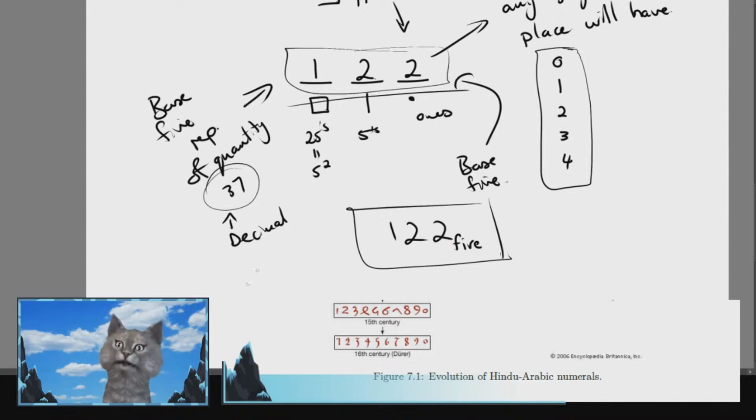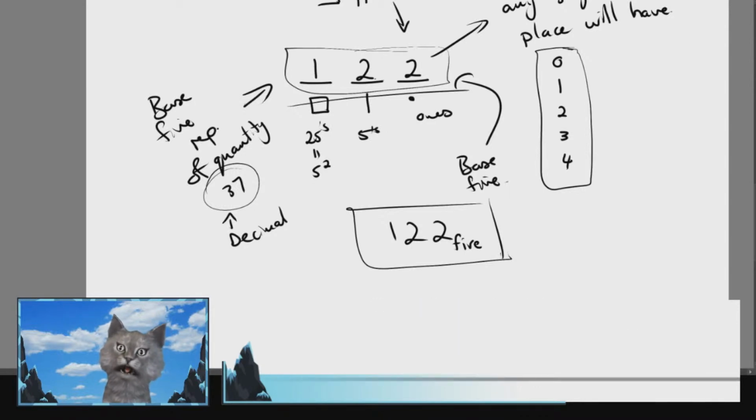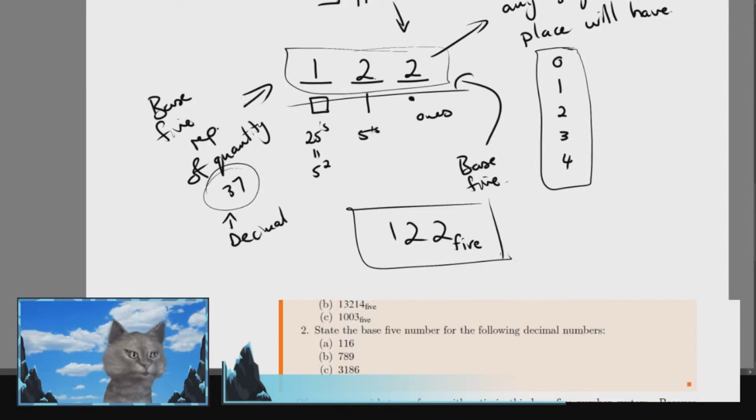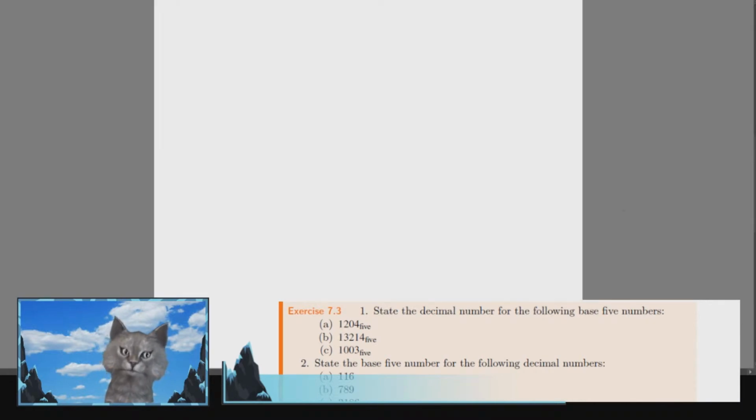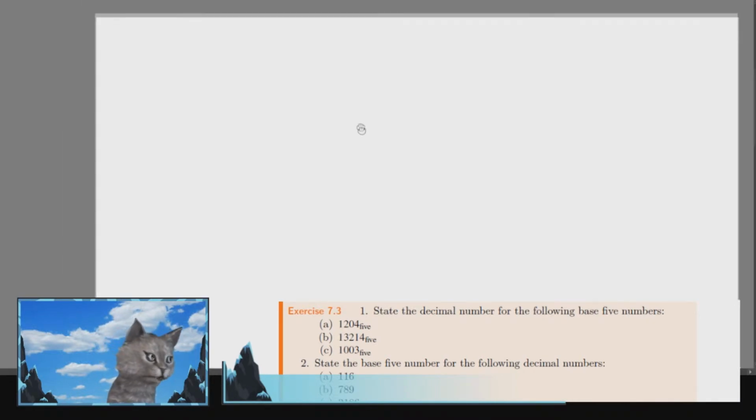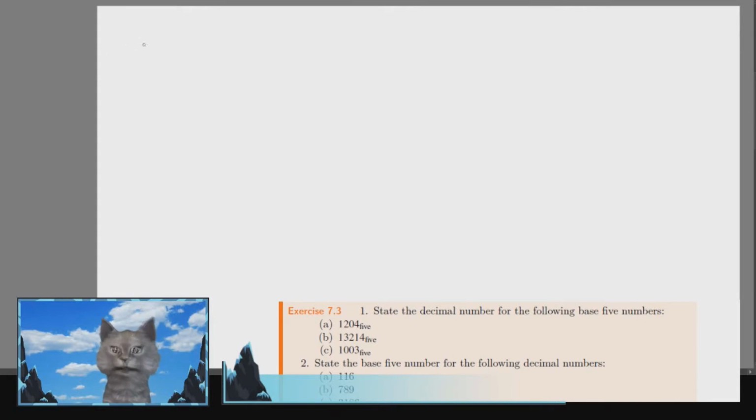So let's see some examples to practice this a little bit and keep the concepts separate. We have 2 kinds of conversions. The one kind is, given a base 5 number, what is the decimal version, the decimal quantity that you are counting? So let's make a new page here and start fresh.